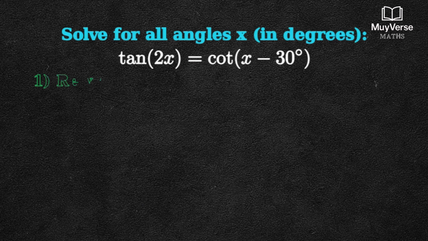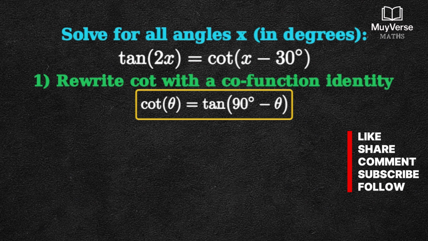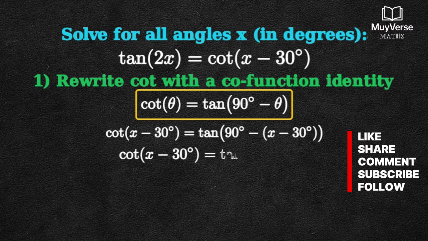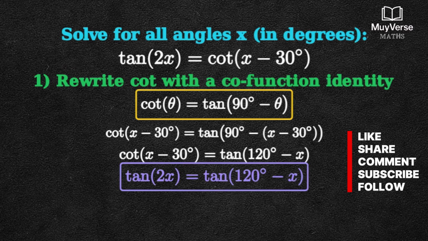Step 1. Rewrite cotangent using the cofunction identity. Cot theta equals tan of 90 degrees minus theta. Apply it with theta equal to x minus 30 degrees. Then, the equation becomes tan of 2x equals tan of 120 degrees minus x.